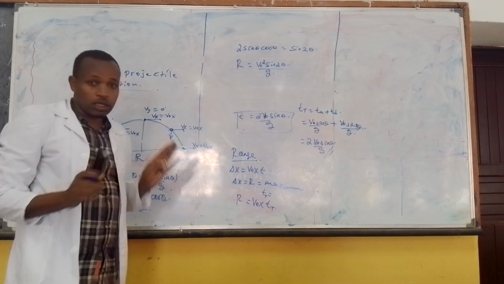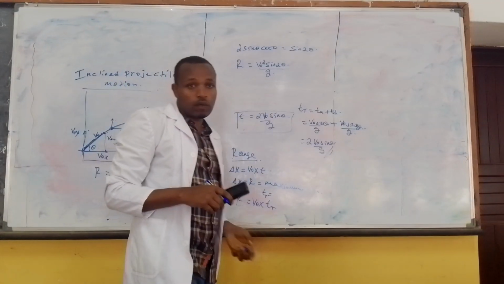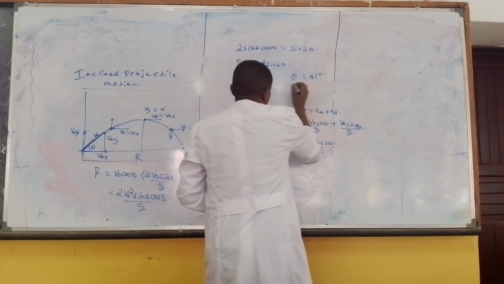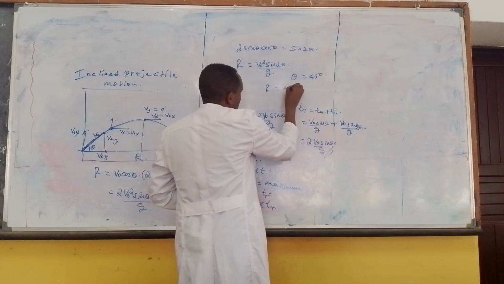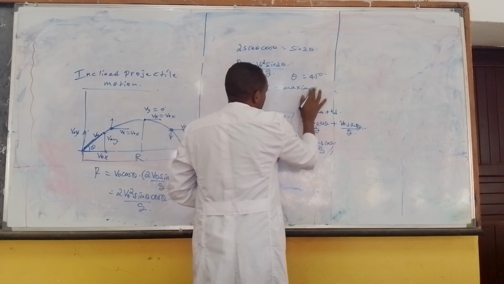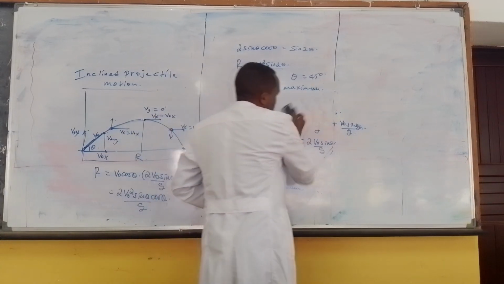Now the range is maximum at 45 degrees. By this formula we can write theta equals 45 degrees. At this position the range is maximum. And then the other one is maximum height.